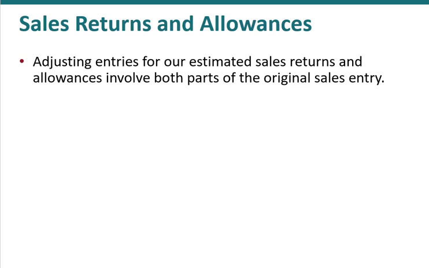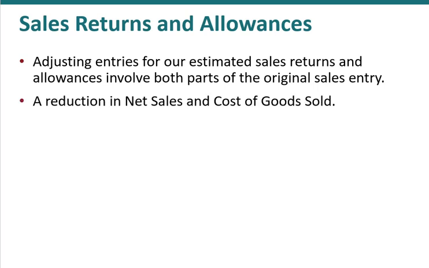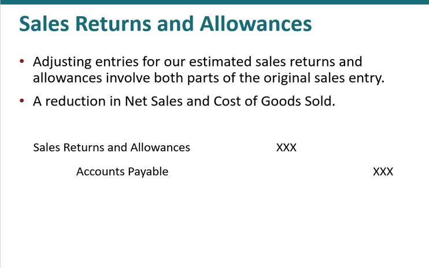The journal entries associated with sales returns and allowances, as well as the adjusting entries for estimated sales returns and allowances, will involve both parts of our original sales entry. That is, we're going to have to record a reduction in net sales and cost of goods sold. An example would be, we will, of course, debit sales returns and allowances. And if it were an actual sales return, we would credit cash or credit accounts receivable. For estimated allowances at year end, we will credit accounts payable or more likely some other related liability account.